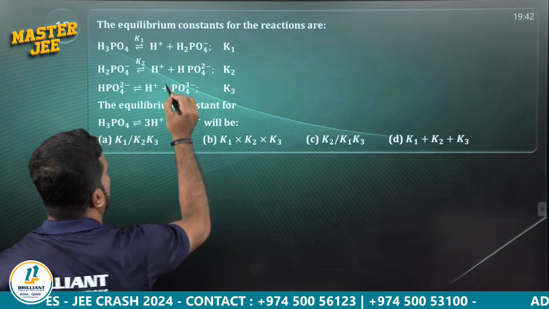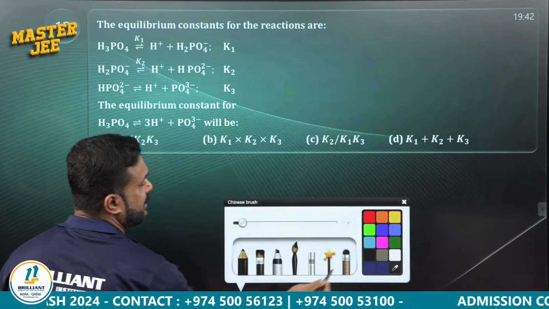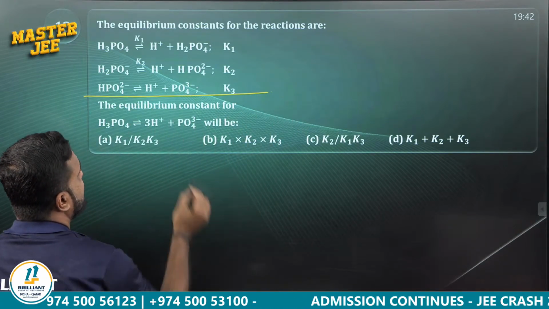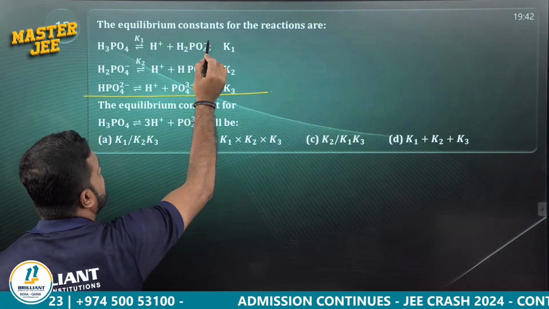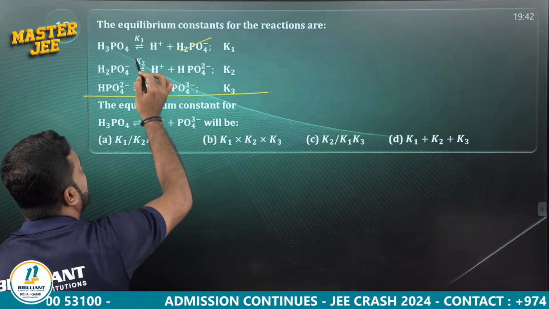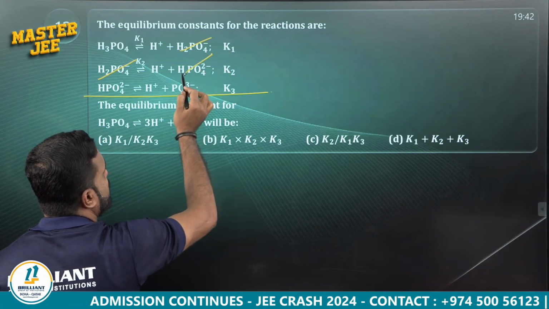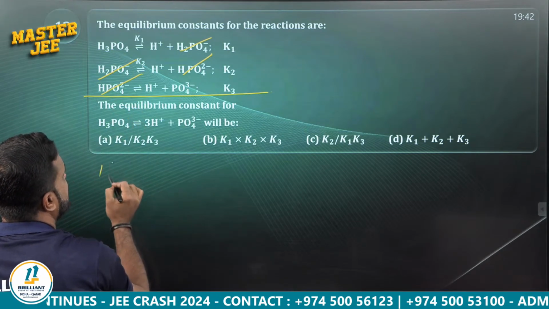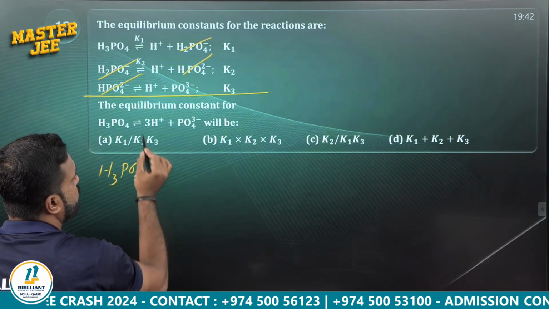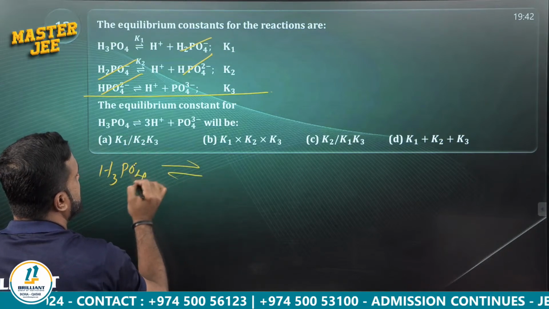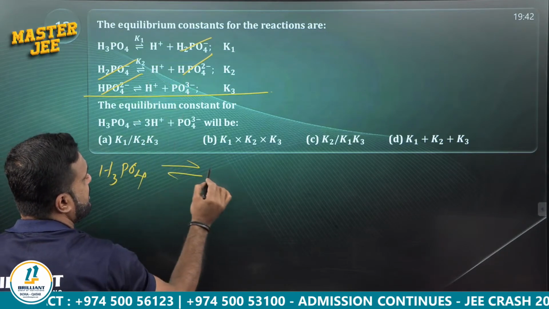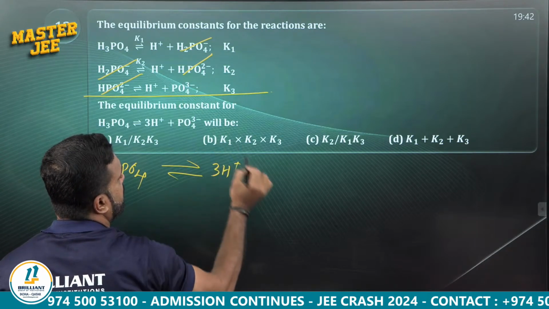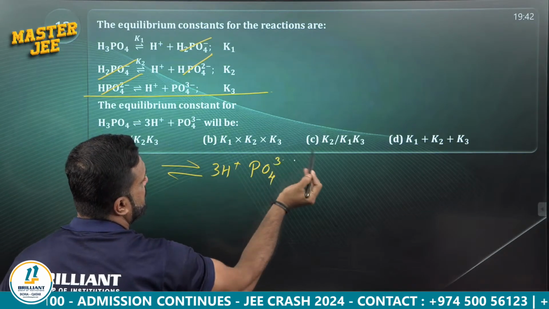For getting the complete reaction, what you can do is add these equations. When you add the equations, the same species can be cancelled out. H2PO4 minus and H2PO4 minus cancel out. HPO4 minus and HPO4 minus cancel out. So the left hand side what remains is H3PO4. That is what they are asking actually: H3PO4 reversibly gives H plus 3 times, so I can write 3H plus. Then here only what remains is PO4 3 minus.